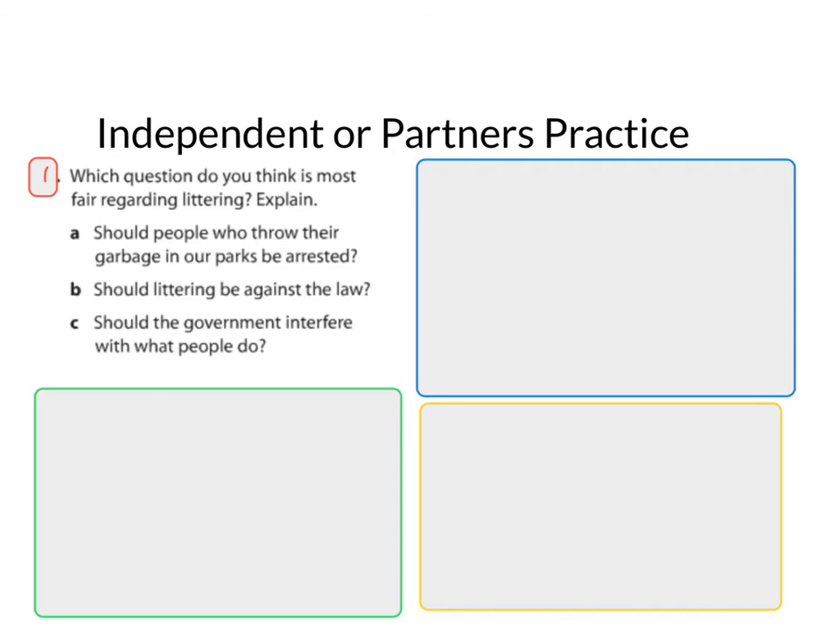Here's independent or partners practice number 1. Please write the question that you think is the most fair. Don't write A, B, or C, but actually write the question. Answer coming in 3, 2, 1. Should littering be against the law is the most fair because this one makes throwing garbage away super extreme by using the word arrested. And C, when it says government interfere, well, we don't want the government to interfere with anything we do, so we're going to say no to that. So this is the most fair.